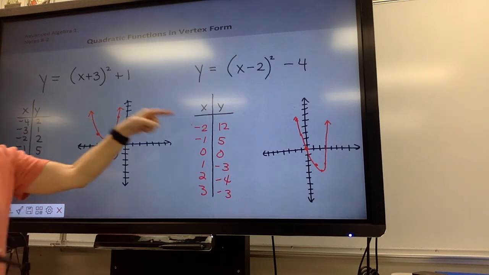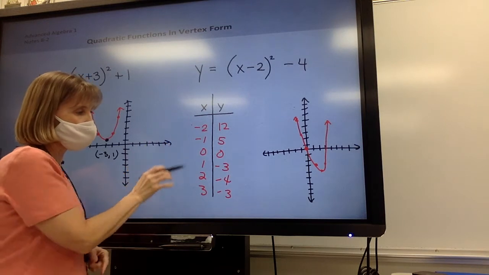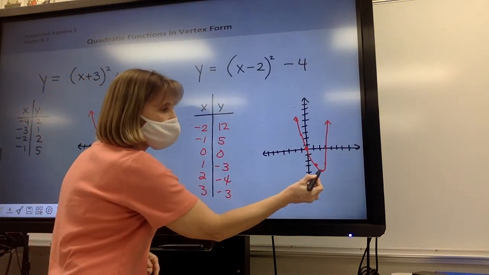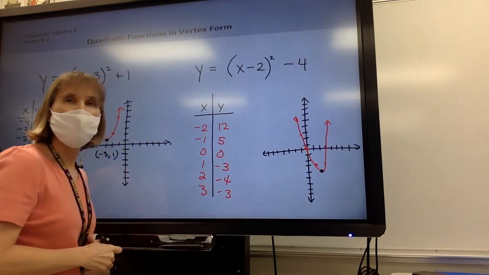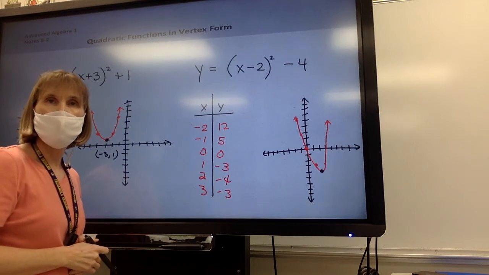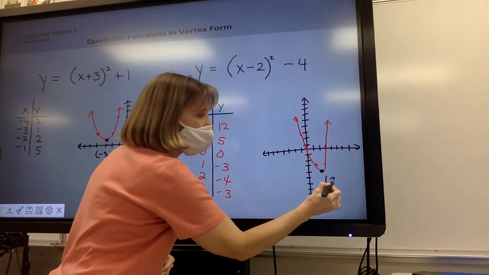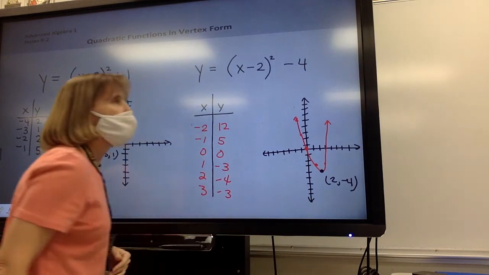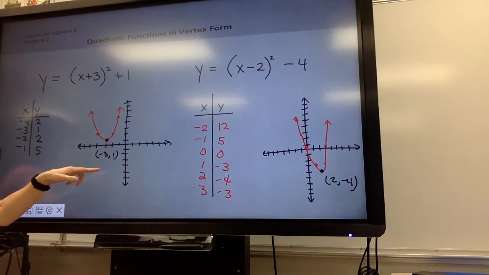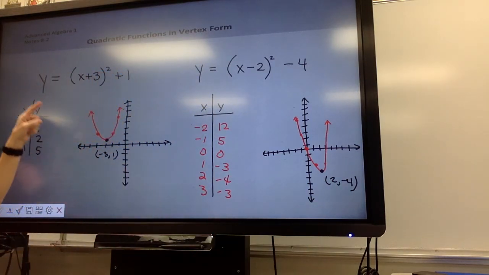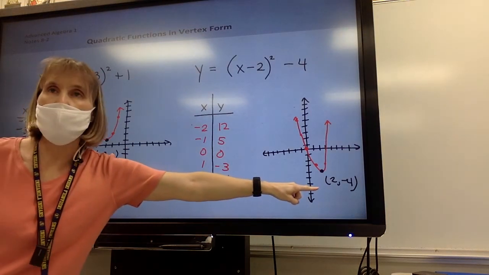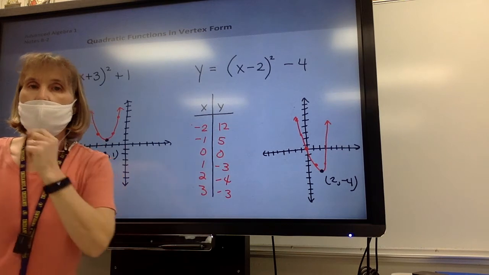If we go over to the other graph, these are the values we ended up using. Here's the vertex down here. What are the coordinates of that vertex? +2, -4. Now I want you to look at where the vertex is on the parabola and in the equation. What's the vertex again? Look at the vertex on the graph and look at the equation.